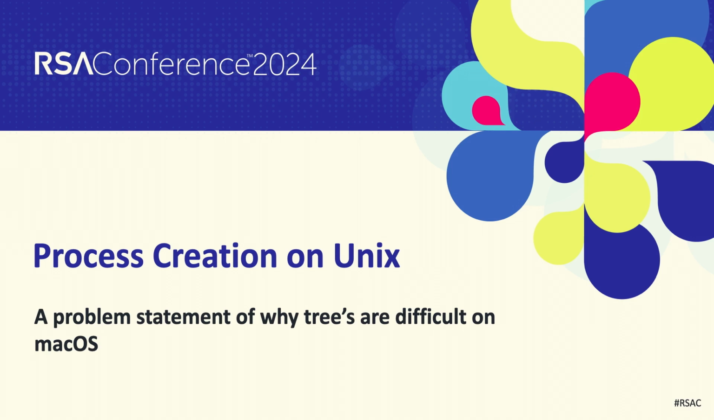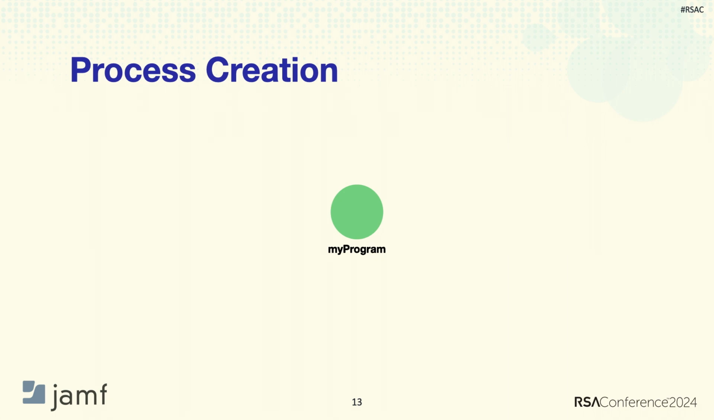So another portion of the problem statement on why trees are so difficult to build on macOS. A quick crash course on macOS process creation, which applies to most Unix in general. Let's say that we've built an executable called myprogram that wants to go and get the output of, say, the whoami command. Right?